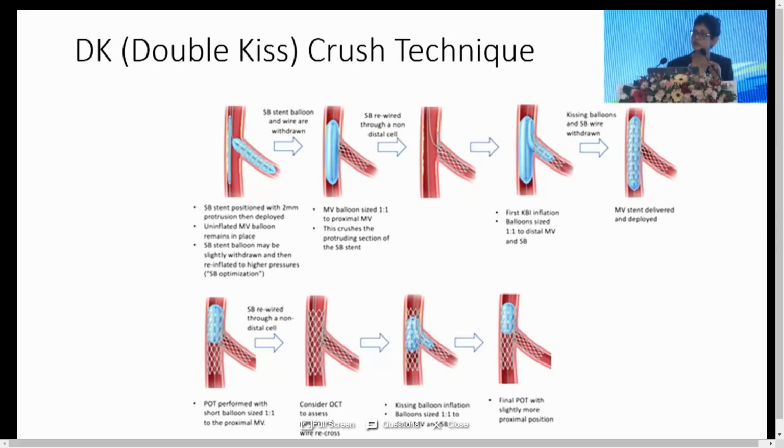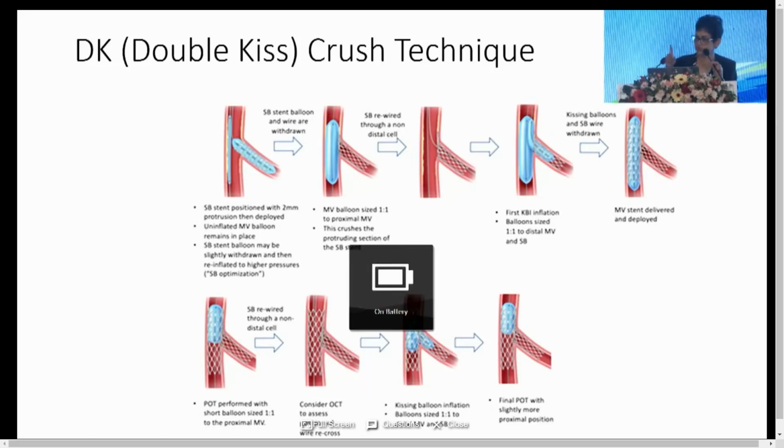and then, having done the initial crushing with the single stent in place, you go ahead and finally deploy the main branch stent, and then you go in and pot proximally, so that this is really proximal to the carina. And then finally you do your double kissing at the end. So this actually shows you exactly how it is done.